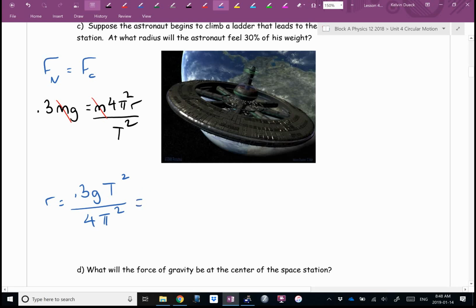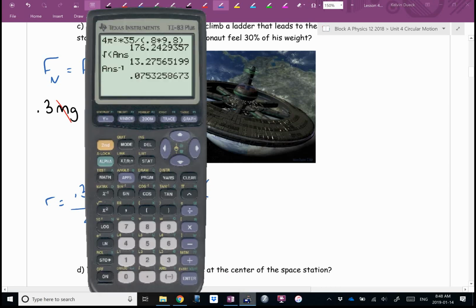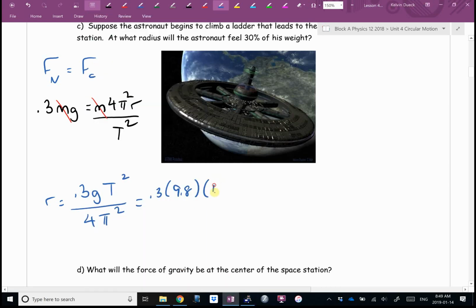So it's going to end up being 0.3 times 9.8 times, I'll use 13.3. We'll be off by a tiny bit, but that's okay. Don't forget the squared, Mr. Dueck. All over 4 pi squared. What was the radius of the space station originally? So there's a bit of a built-in error check. I better not get an answer bigger than 35, because that would mean somehow I'd gone outside the station and was spacewalking. Yes?